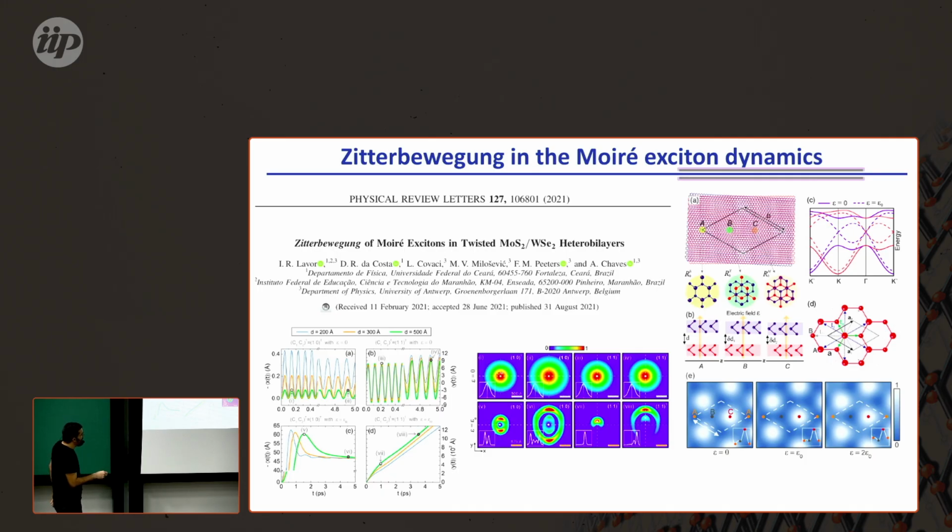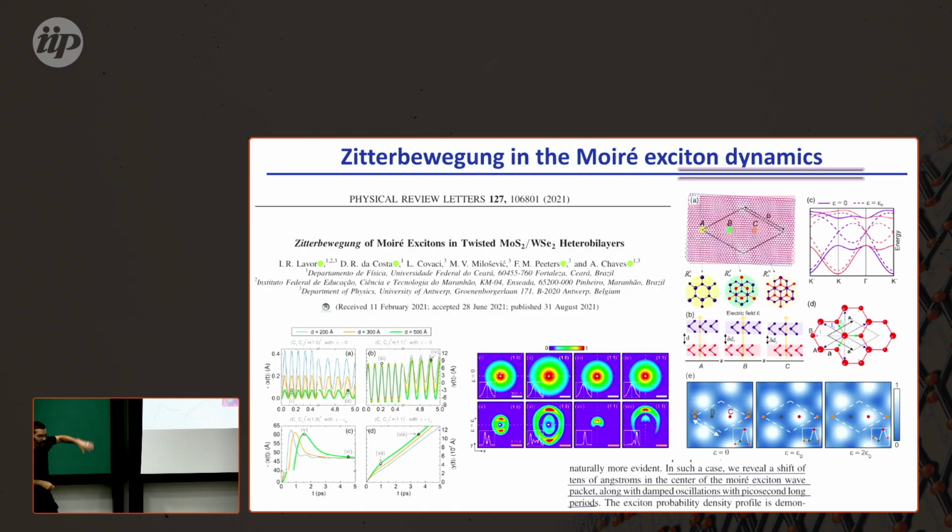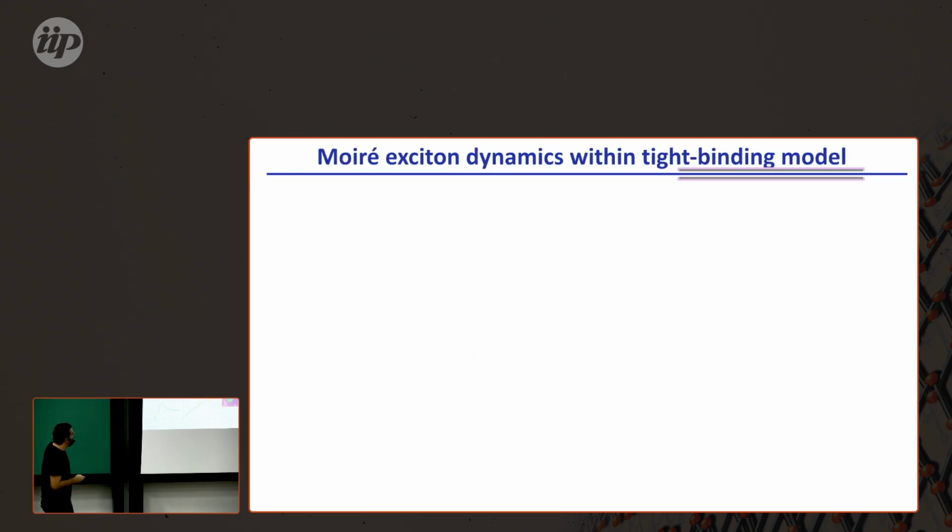But in the situation where you close the gap, I mean, when you have a Dirac-like excitonic band structure, the amplitude of those oscillations is at least one order of magnitude larger, and the time scale for this oscillation is in the order of 5 picoseconds. It means that, unlike all the previous papers concerning bilayer graphene and different materials, maybe this should be a platform to identify Zitterbewegung in hetero-bilayers.